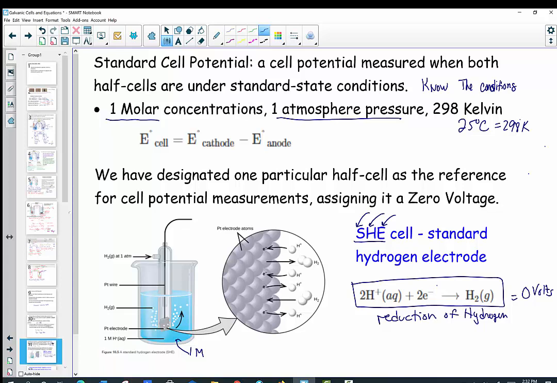Things that are positive are more active at losing electrons. Things that fall below it would be less active. It's just the point of reference, assigning it a 0 voltage. So E cell is cathode minus anode. If you see these little circles up here, that represents standard state conditions. In a standard state condition, E cell is cathode minus anode at standard states.